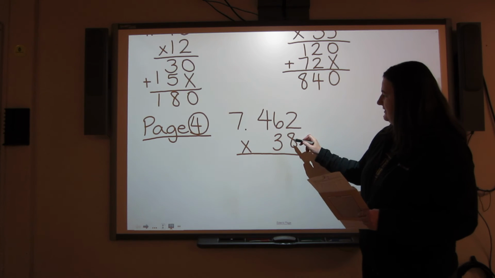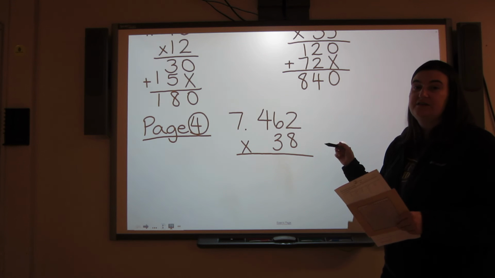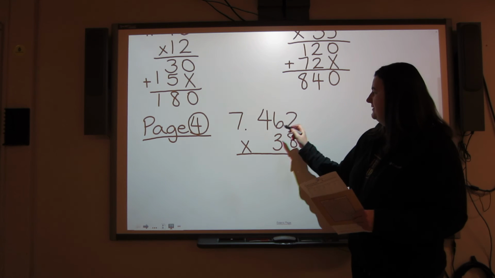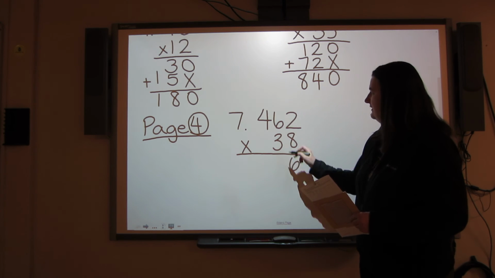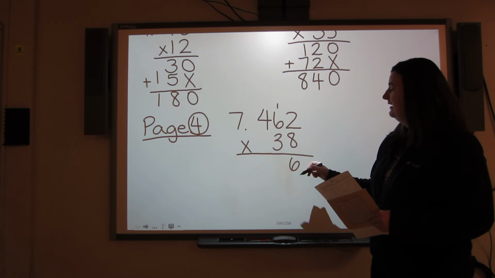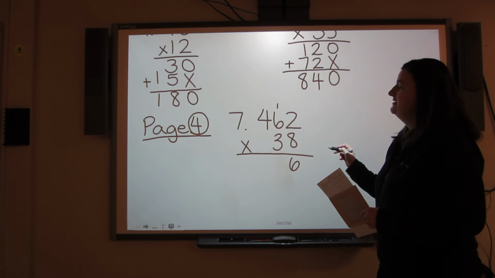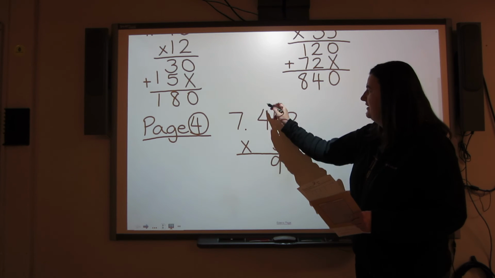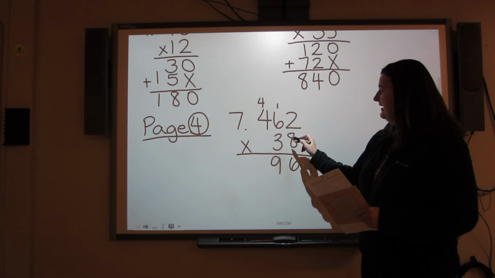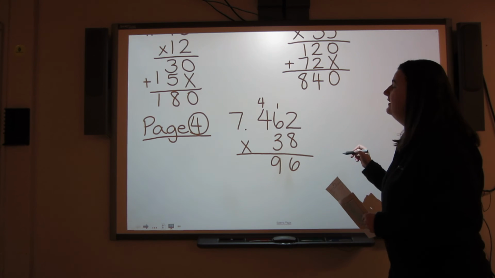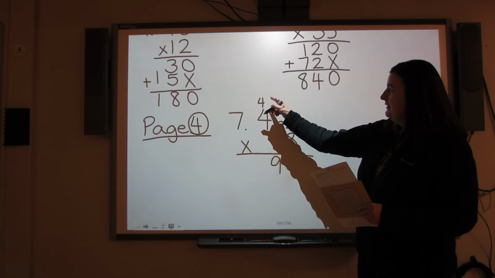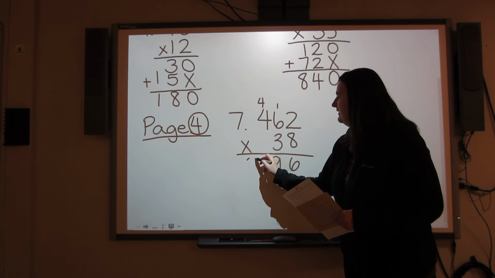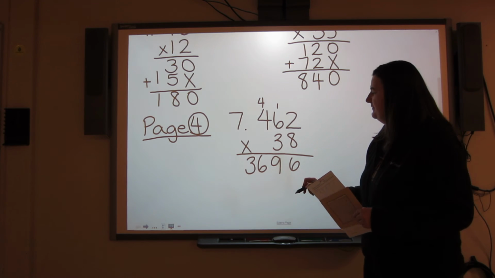I take my 8 and I multiply it with all the digits on top. 8 times 2 is 16. Carry your 1. 8 times 6 is 48. Plus the one that I carried is 49. 8 times 4 is 32. Plus the 4 that I carried is 36.